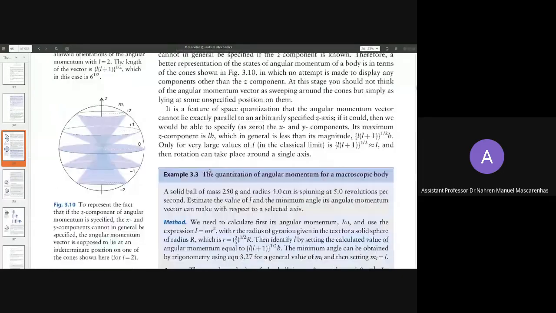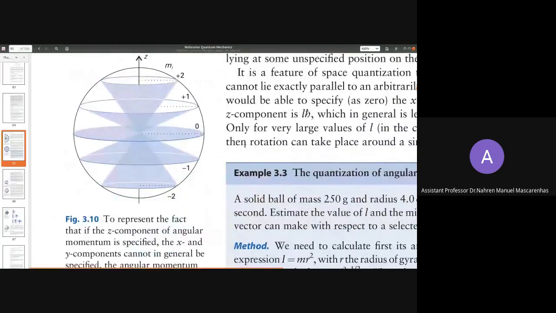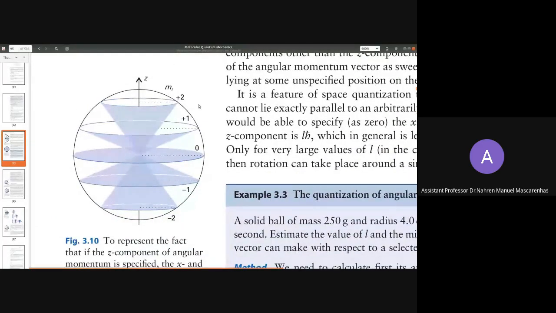Okay, what you see on the left side of the screen is how rotational spectroscopy looks like. I'm not able to zoom it more. So this is how the picture looks like. There is a relationship between M and J.